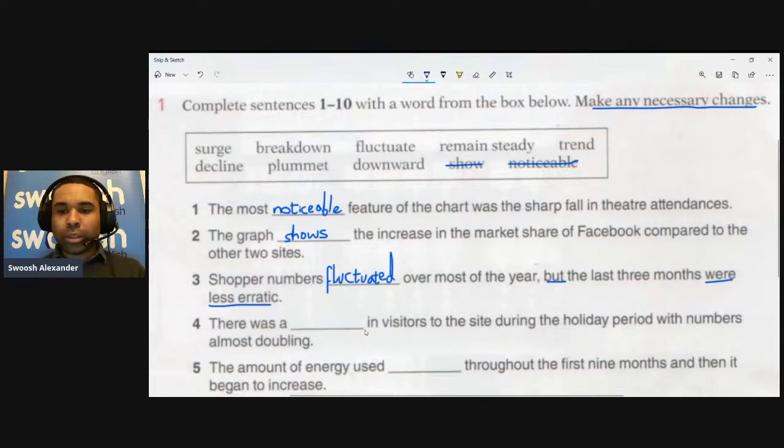There was a something in visitors to the site during the holiday period, with the numbers almost doubling. So we should use surge. A surge means a steep increase, a significant increase. And that's the word that fits in this context. So we need to use a noun, and that noun is surge.